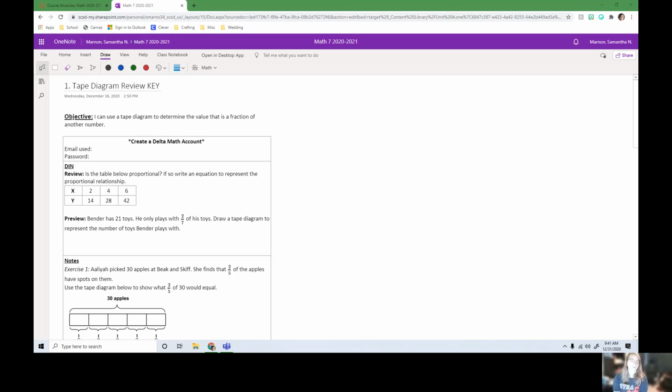So we're starting our new unit today. This whole Unit 4 is based on percents. Before we start working on percents, we're going to work on some tape diagram review. We're going to use a lot of different diagrams to help us with our percents.